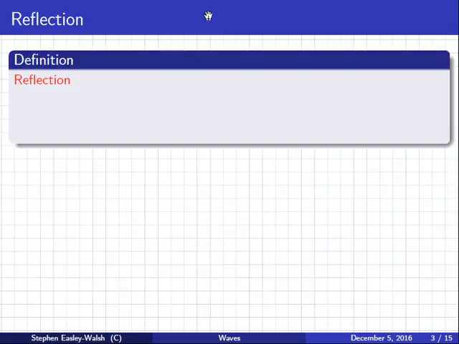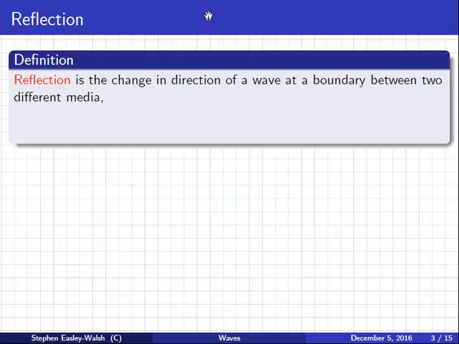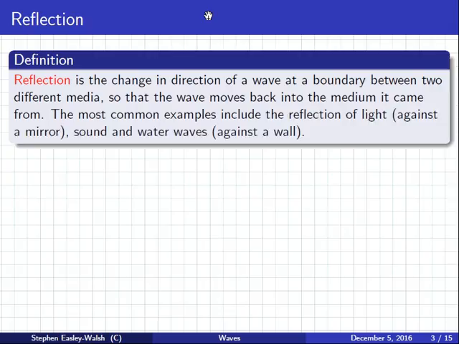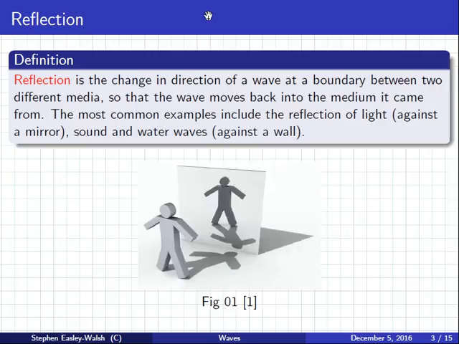Okay. So, definition, reflection. What is reflection then? We know this word from day-to-day life. Reflected ray is equal to the incident ray. Yeah, but break it down a bit more. It's the change in direction of a wave at a boundary between 2 different media, so as the wave moves back into the medium it came from. The most common examples are reflection of light against a mirror, sound against a wall as well actually, when you hear an echo. Yeah, reflection.